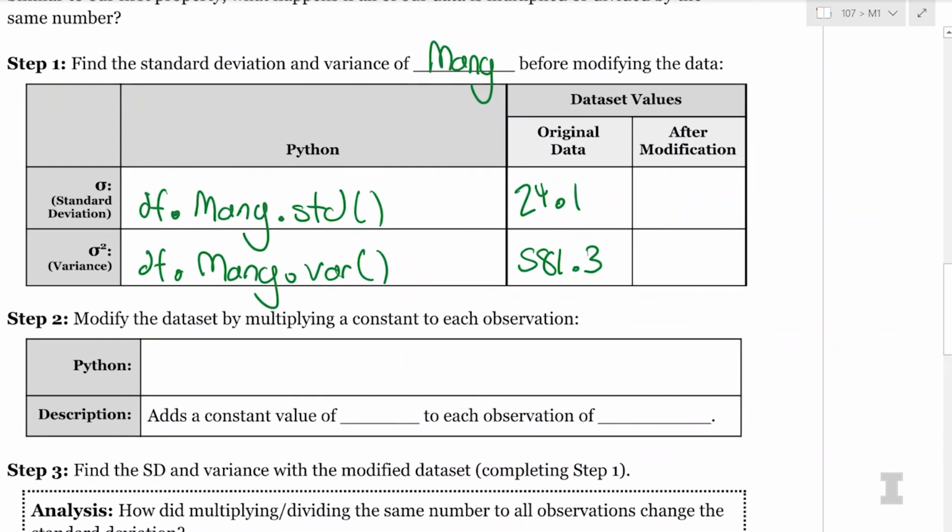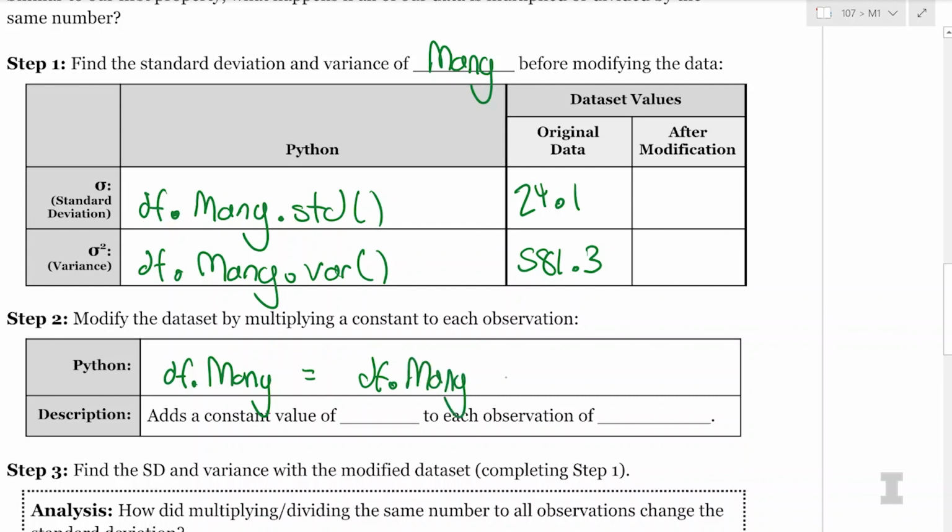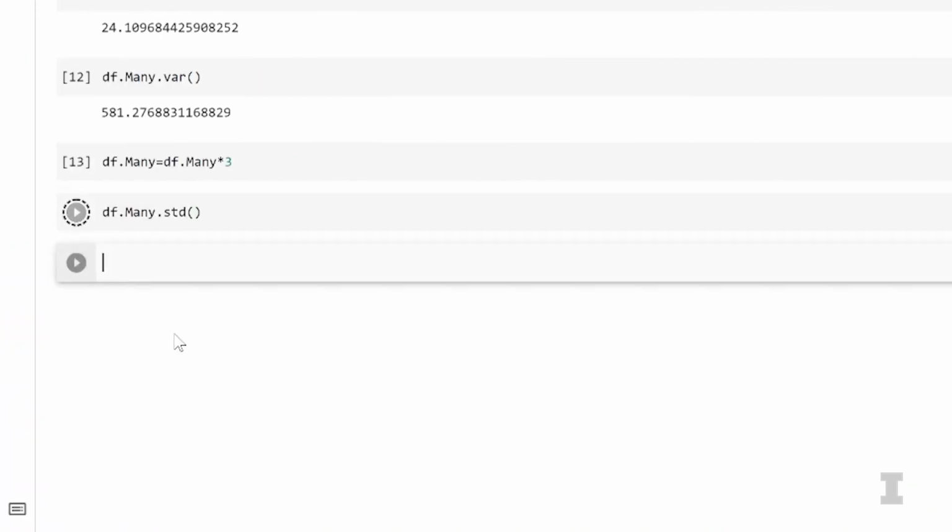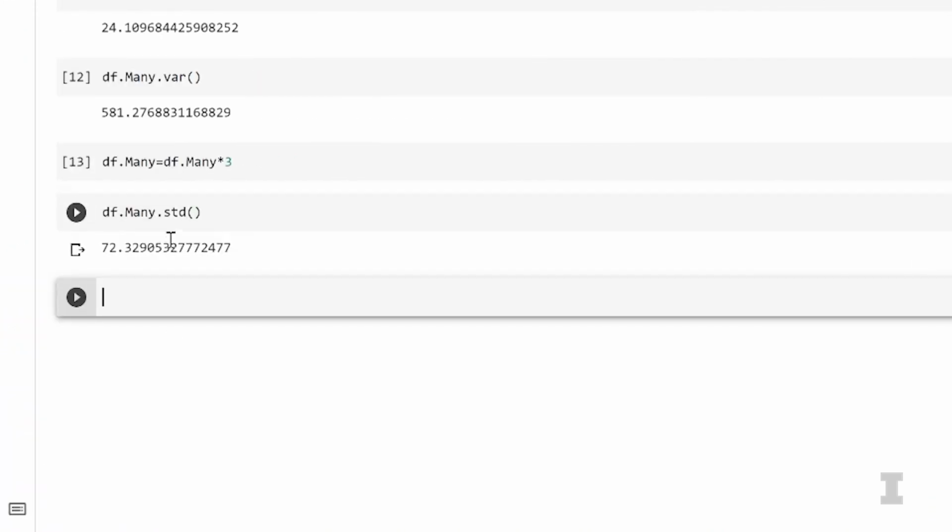So let's go ahead and modify this data set by changing the value of mini by, let's multiply everything again by 3. So I'm going to say df.mini is equal to df.mini times 3, replacing the value of mini by a factor of 3. So I'm going to multiply each observation of mini by the constant value of 3. Sounds good. And now should I look at the standard deviation and variance? And yeah, let's do the same thing. Let's do df.mini.std again to find out the standard deviation of mini.